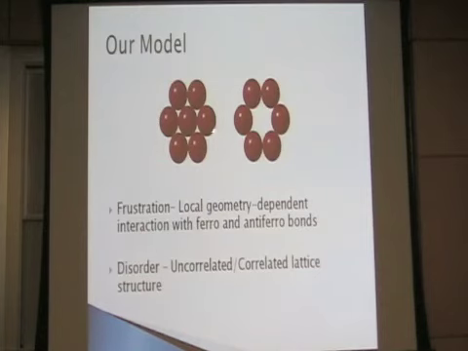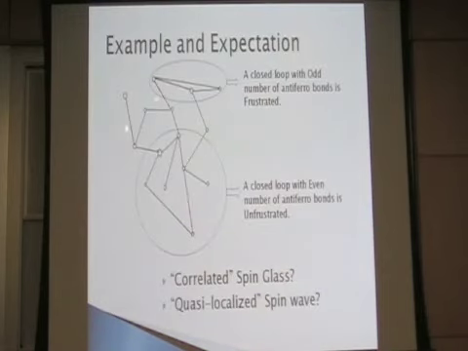And by diluting the lattice, we can have uncorrelated disorder or correlated disorder, depending on the algorithm we use to dilute the system. Finally, I show a more specific example here. This is a random graph, and we have these red bonds, which are the antiferromagnetic bonds defined in the previous slide. So here, this closed loop with only one antiferro bond is frustrated, and this loop with 2 antiferro bonds is unfrustrated.